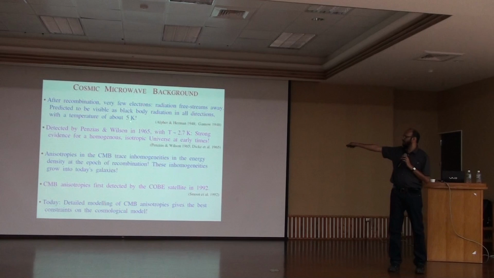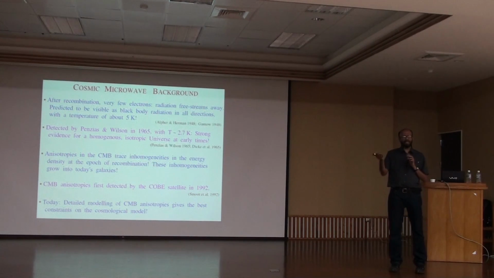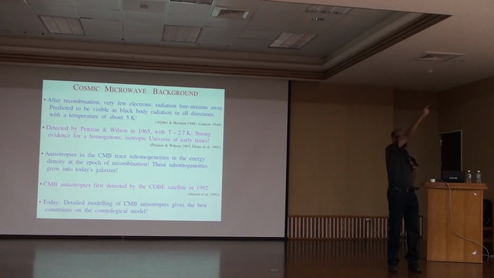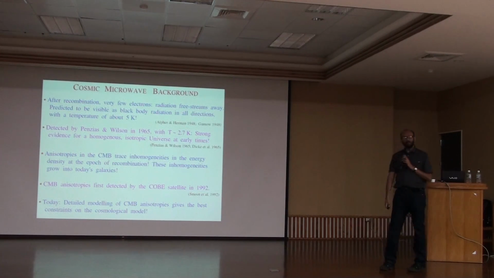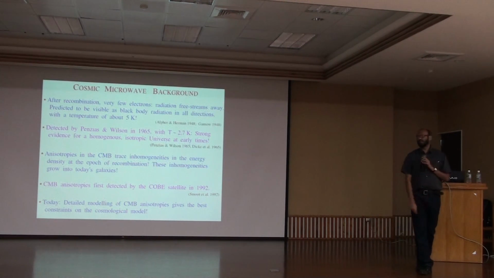with a temperature of about 5 Kelvin. The exact temperature was not clear. Some people were saying 10 Kelvin, 15 Kelvin, but definitely in every direction you should have the same temperature. The exact number will depend on the exact time that it happens after the Big Bang. But the temperature should be the same here and here and here and here. That's a clean prediction.